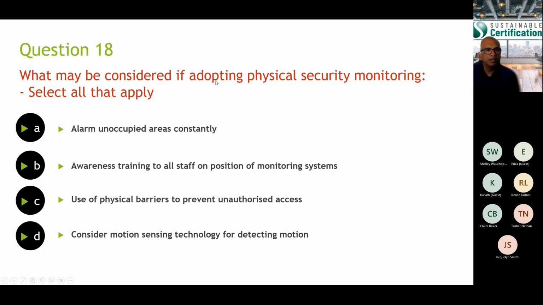But in general, what may be considered if adopting physical security monitoring is mainly to alarm unoccupied areas constantly. That is very clear. That has to be done. The rest are again depending on the situation. So A is definitely correct for any situation where unoccupied areas are there. You have to alarm them constantly.